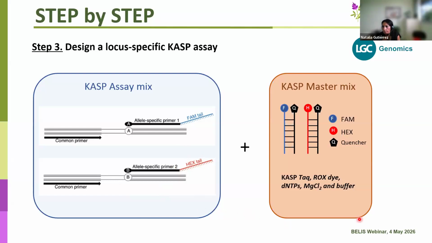The second component is the KASP master mix. This is the universal component, meaning it can be used with any KASP assay mix. It contains 2 fluorescent reporters along with all the standard PCR components, including Taq polymerase. In this case, KASP uses a specially modified version of Taq polymerase, which improves the specificity of the reaction.